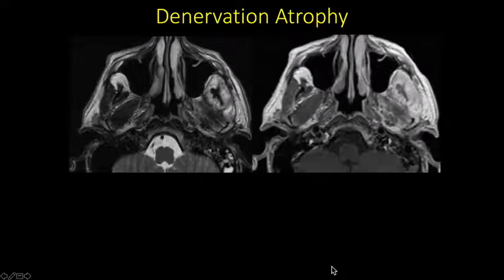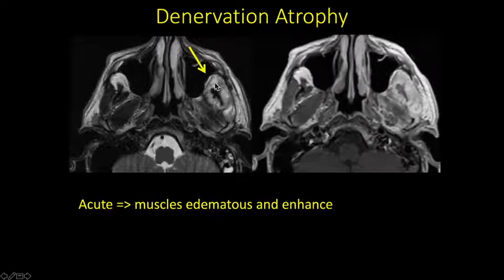And the final mimic that I want to discuss is denervation atrophy. So in the acute phase, as you can see, this patient's masseter and temporalis are enlarged, and if that was on clinical exam, depending on the degree of asymmetry, that could mimic a mass. They're hyperintense on T2, they're enhancing, that's the acute phase.